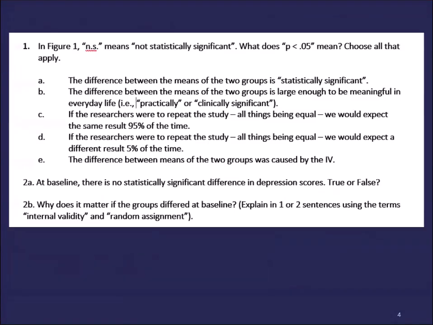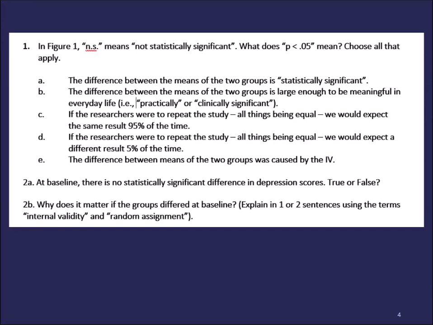Let's take a look at question 1 on the depression treatment handout. In figure 8.1, NS means not statistically significant. What does P less than 0.05 mean? Alrighty, let's go over the answer choices. Answer choice A. The difference between the means of the two groups is statistically significant. This answer choice is correct. P less than 0.05 means it is statistically significant.